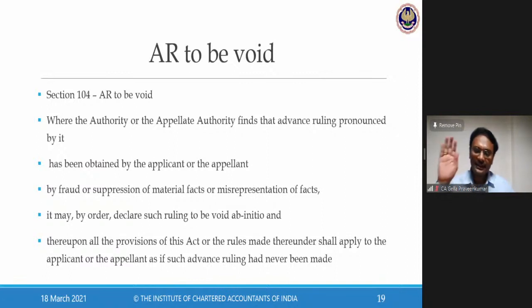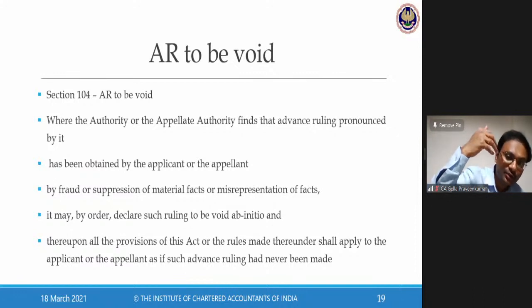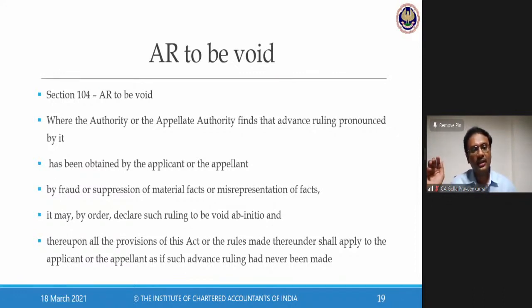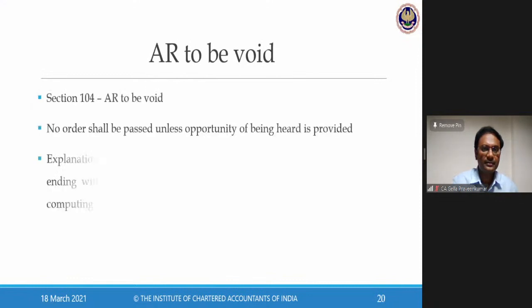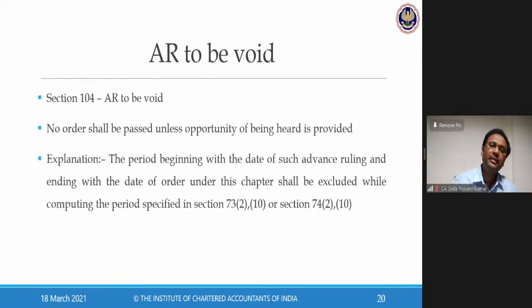Because the facts which were given and the reality are completely different. When the assessee filed his application, he explained that this is a business, and this is how I use the input credits. But the ground reality is completely different. That could be one reason why an advance ruling can be set aside. Now, before they set it aside, they always give an opportunity of being heard, saying that, look, these are the grounds why I feel this advance ruling should be set aside. Now, the period beginning with the date of such advance ruling and ending with the date of order under this chapter shall be excluded while computing the period under 73, 74.